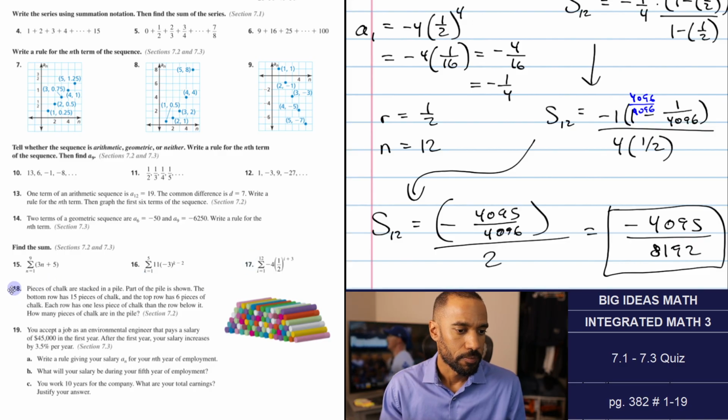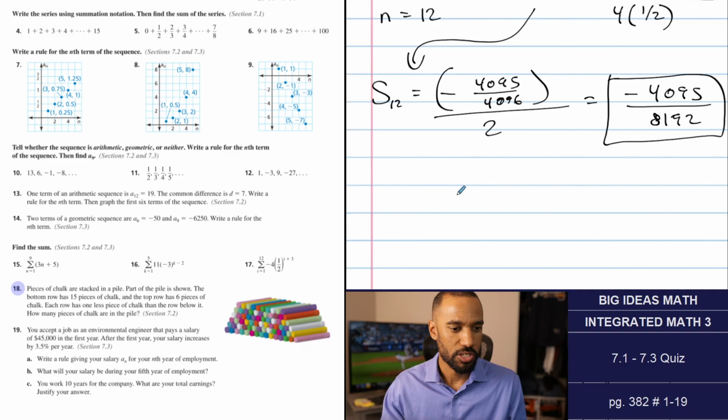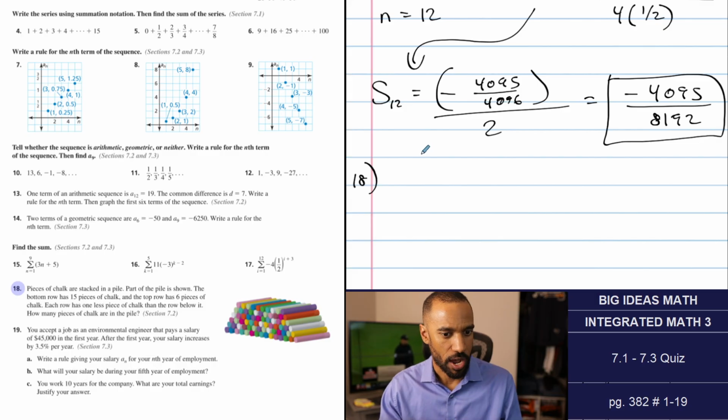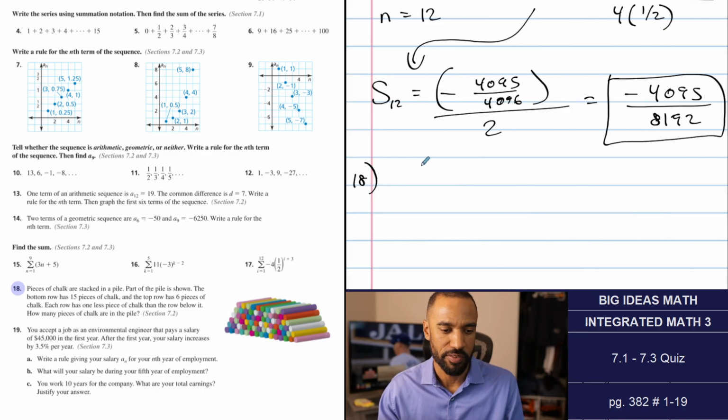Number 18. Pieces of chalk are stacked in a pile, I guess like so. Part of the pile is shown. The bottom row has 15 pieces of chalk. The top row has 6 pieces of chalk. Each row has one less piece of chalk than the row below it. How many pieces of chalk are in the pile?